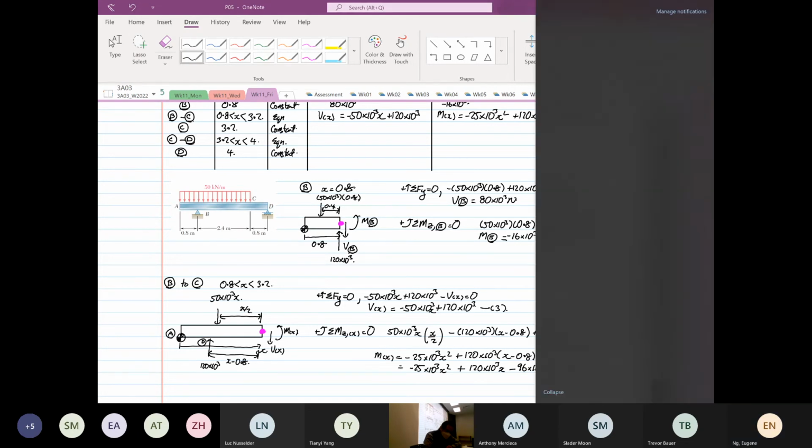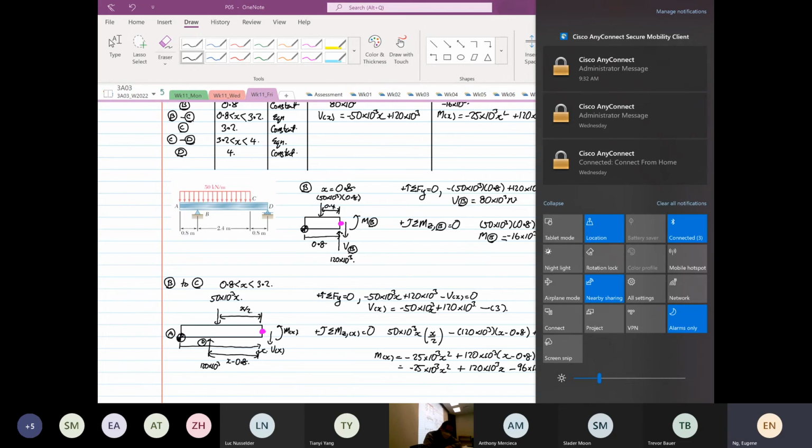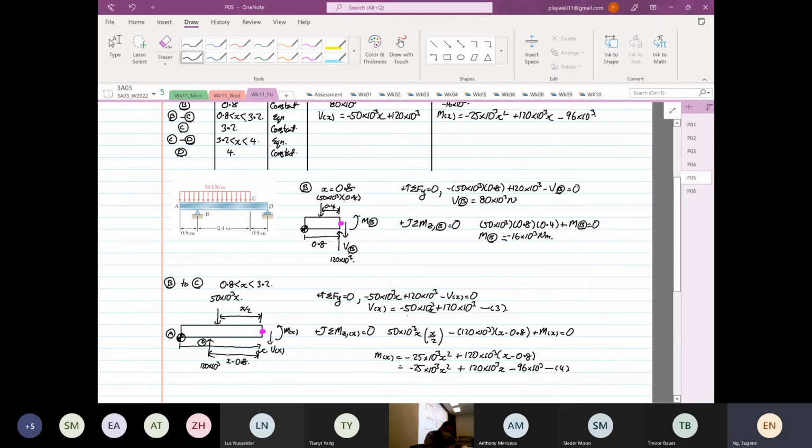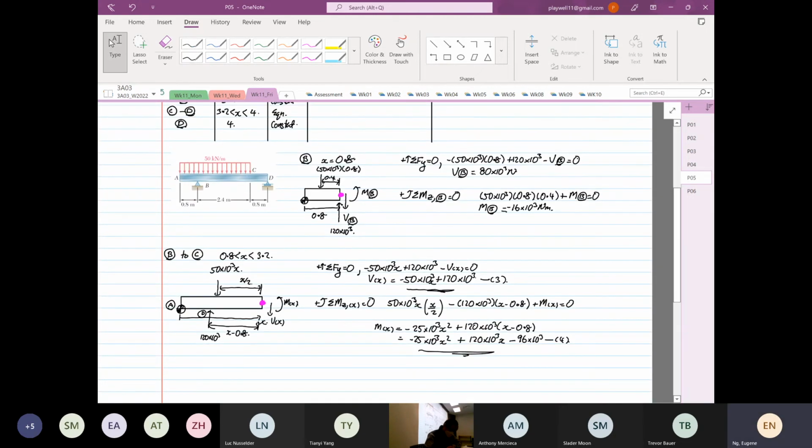Just to quickly recall, if you were to integrate your shear force, you get your what? Bending moment equation. But you need to know the boundary condition. We did not find the boundary condition at each individual point, so I think this is quicker. Then we need to find at point C.